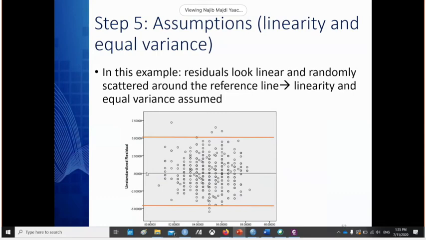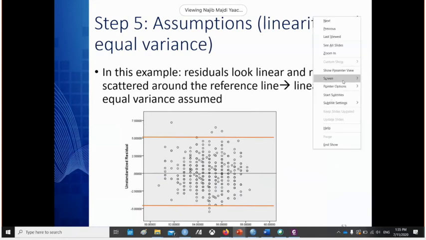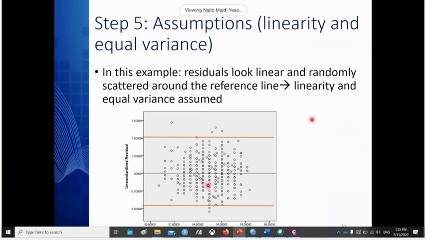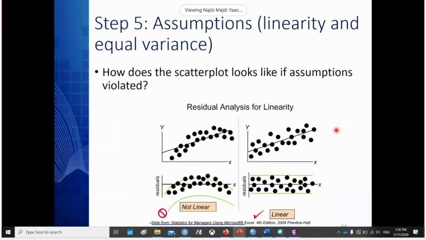So the assumption of linearity and equal variance is assumed if all the residuals are scattered randomly around the zero line. If all the residuals are scattered randomly around the zero line, it indicates that the linearity and equal variance assumptions are fulfilled. So very simple. So these are the relationships.